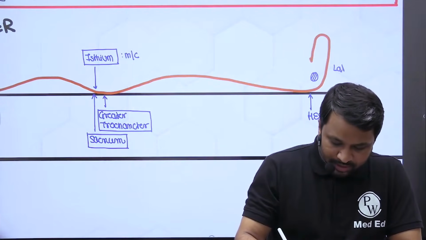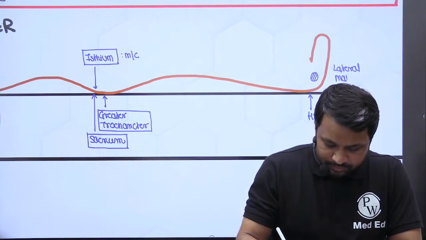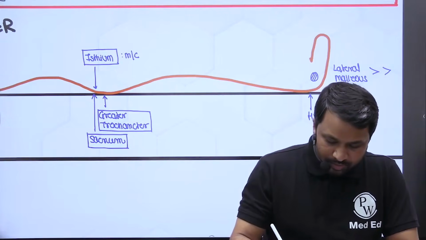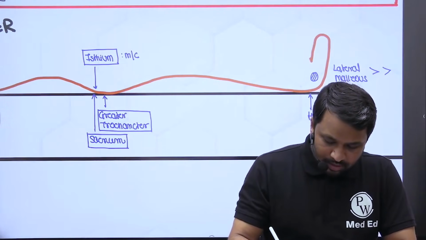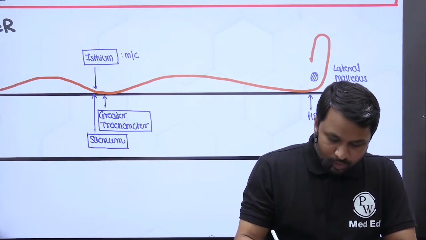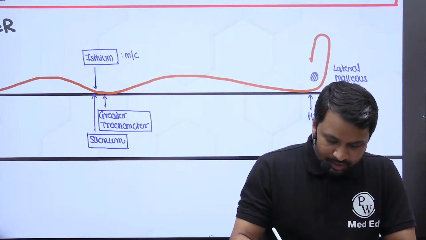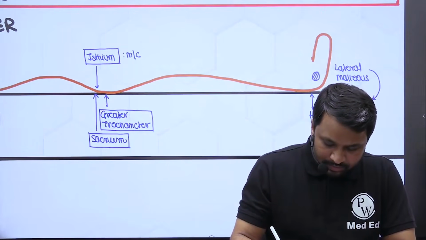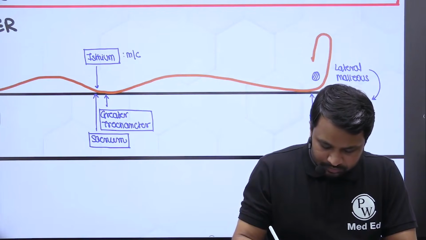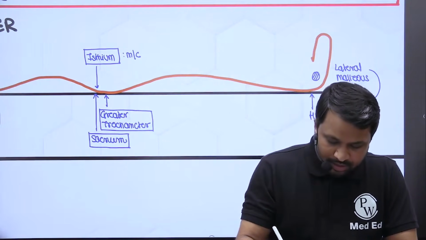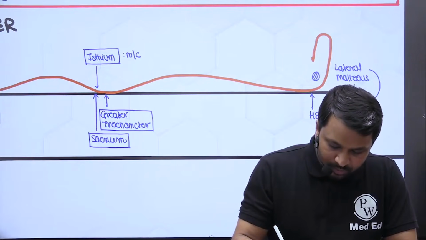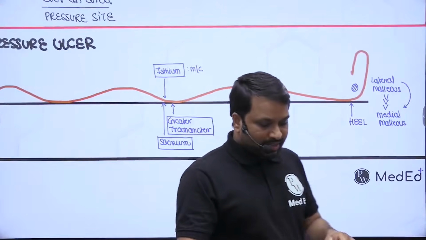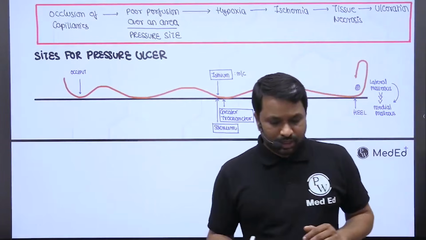It is going to be the lateral malleolus which is more commonly involved when compared to the medial malleolus. So I'm just going to add here, lateral malleolus is more commonly affected, far more common compared to the medial malleolus. So these are the various sites where a patient would develop pressure ulcer.